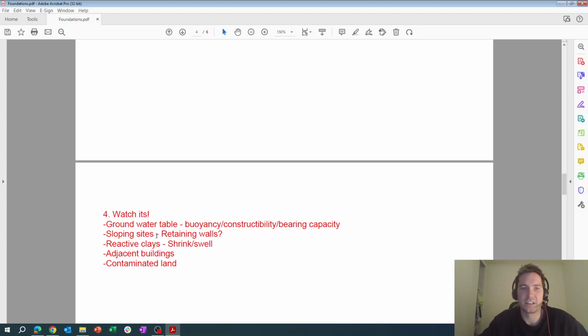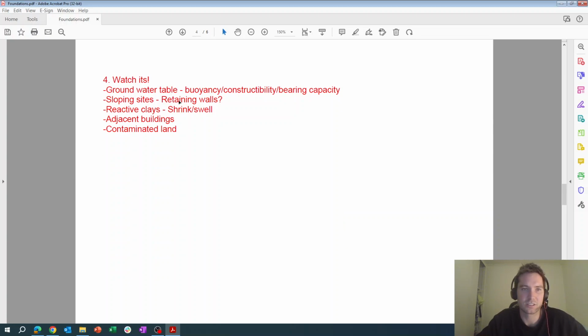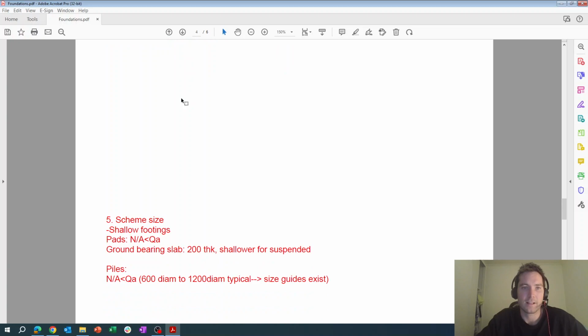And finally, I've just got here contaminated lands. So if they tell you there's contaminated land, make sure that you acknowledge it and you address it appropriately in your construction sequences and foundation designs.